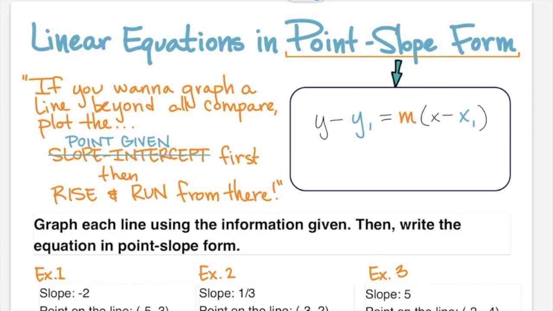All right, you guys. So this lesson is about linear equations still. Last time we talked about a specific form of a linear equation, slope-intercept form, and that was y equals mx plus b. Today we're going to talk about linear equations in point-slope form.